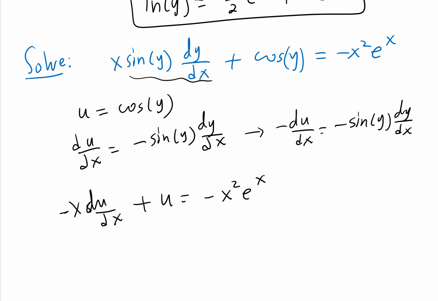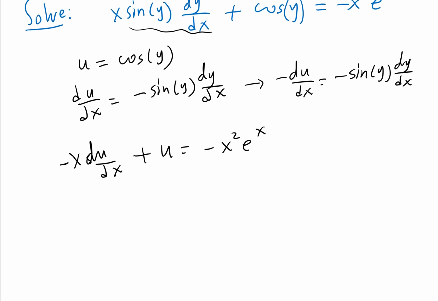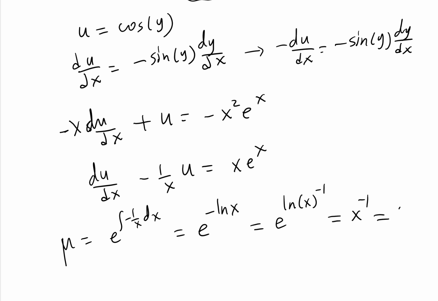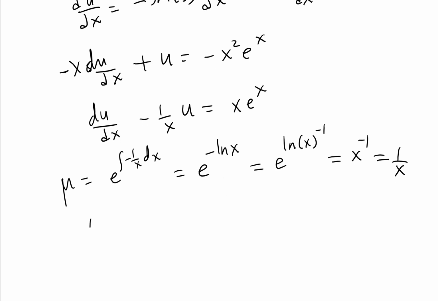Notice everything is a function of u and x now. Divide everything by negative x, and we get du/dx minus 1 over x u equals x e to the x. Now we can use the integrating factor. Mu equals e to the integral of negative 1 over x dx, which is e to the negative natural log of x, which is x to the negative 1, or 1 over x. That's the integrating factor. Now we can multiply everything by 1 over x.